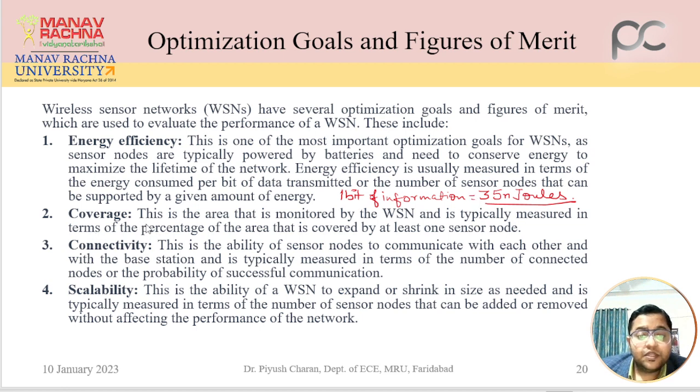Then the coverage. The most important part is that coverage should be as high as possible, because nodes should be deployed so that they cover a particular geographic region. This is the area that is monitored by the WSN, and is typically measured in terms of percentage of the area that is covered by at least one sensor node. Then the third is connectivity. This is the ability of sensor nodes to communicate with each other and with the base station, and is typically measured in terms of the number of connected nodes or the probability of successful communication.